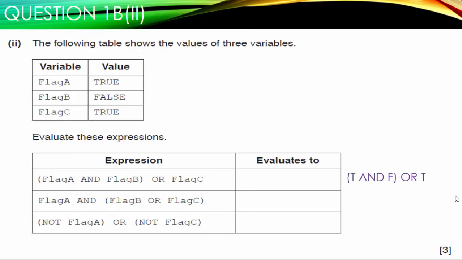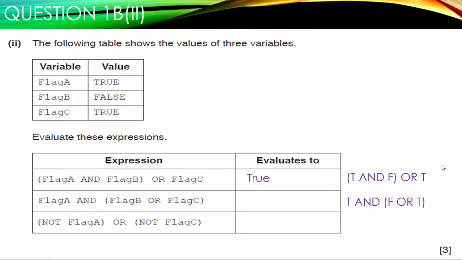So here we have flag A and flag B or flag C. So we have T and F or T. What is the rule for an AND Boolean expression? Both of them must be true. So this T and F evaluates to F. So now I have F or T. I have false or true. What is the rule for an OR? As long as at least one is true, it will evaluate to true.